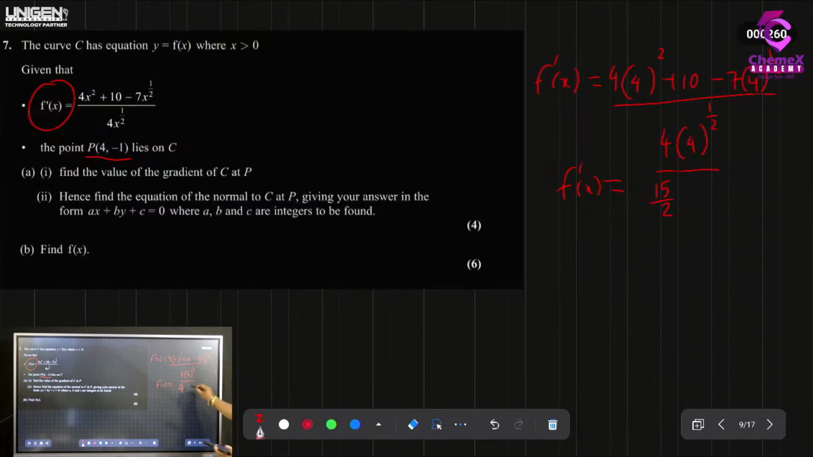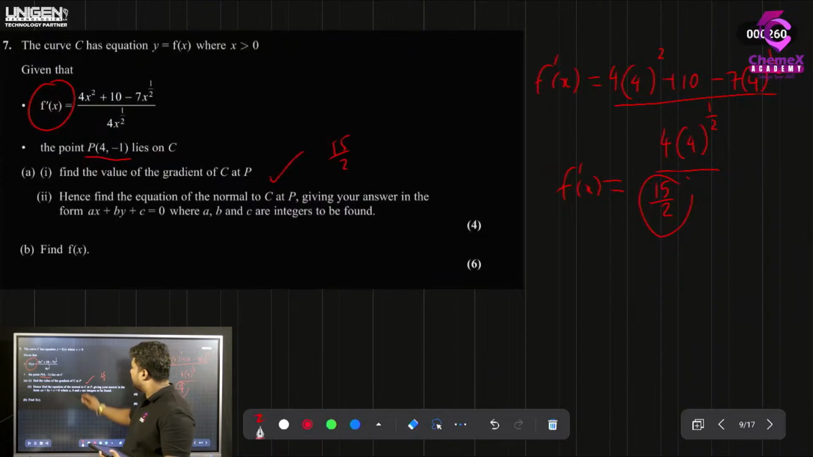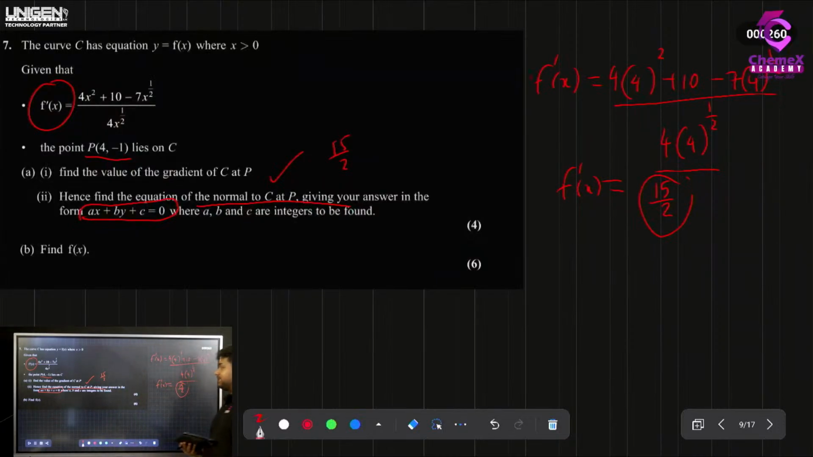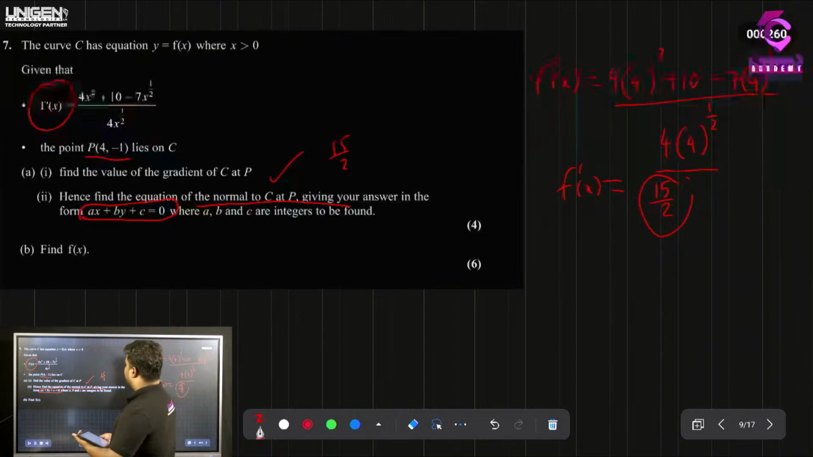This is the tangent gradient, or the curve gradient. The gradient is what they asked earlier. That's right, 15 over 2, or 7.5. Next, find the gradient of the normal and write your answer in this format. This question comes every time, in both Cambridge and Edexcel P1. So how do you do it?